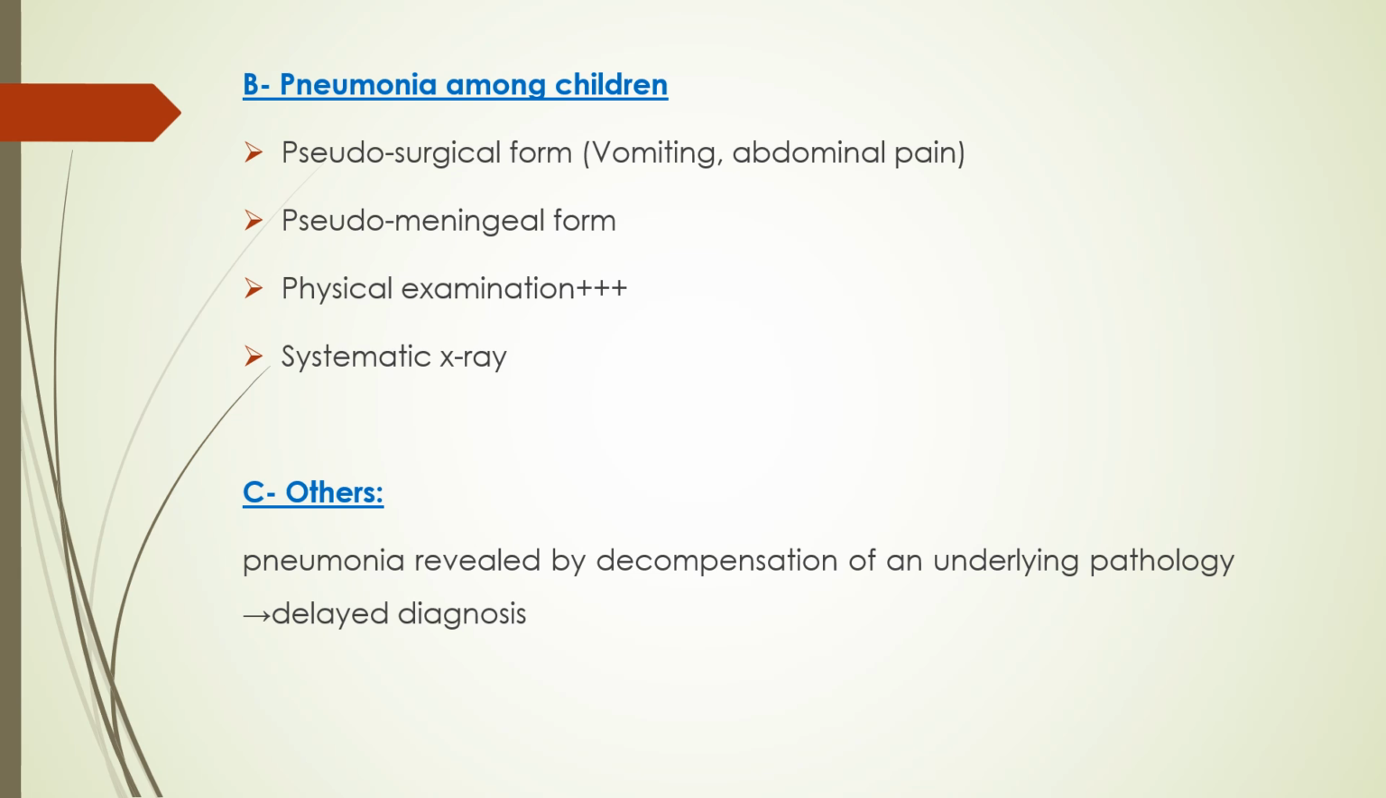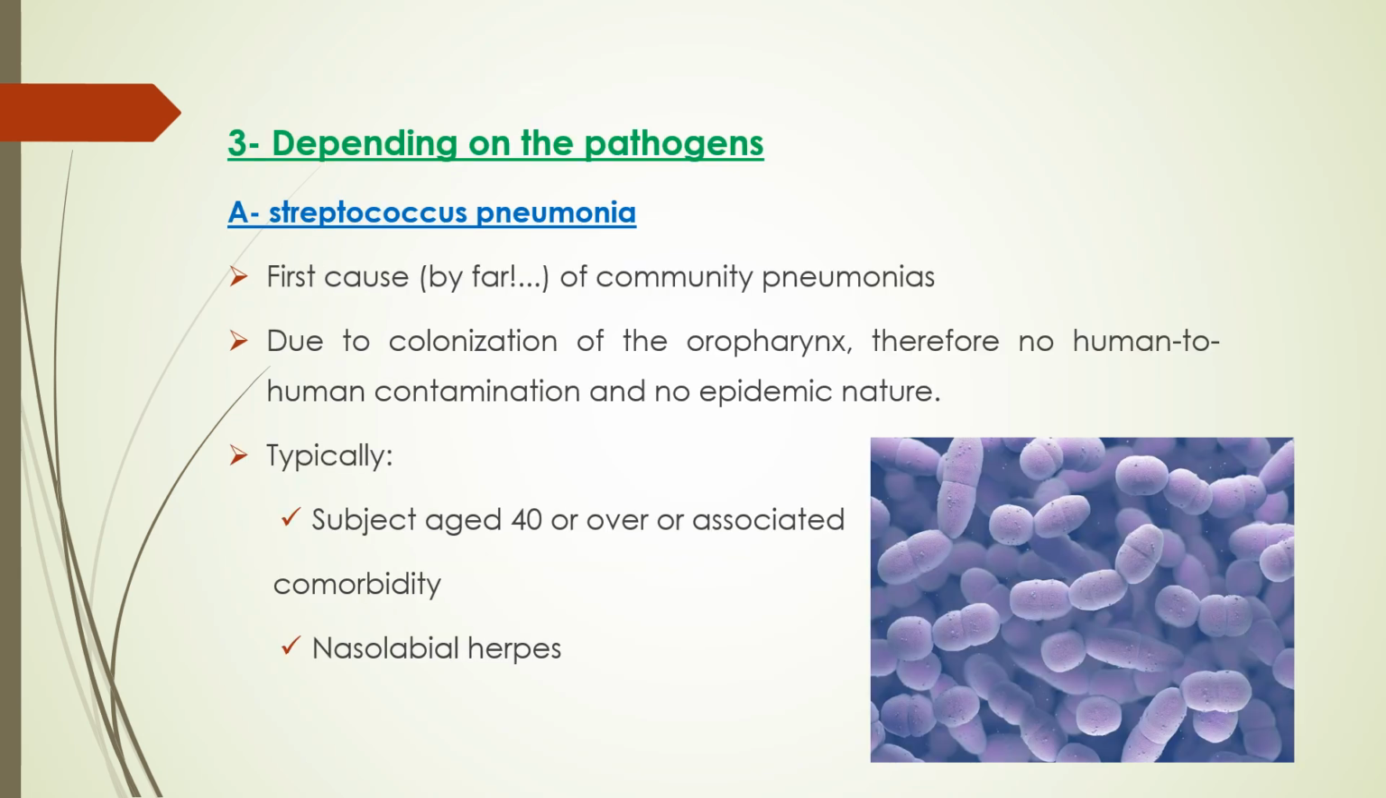And in others, we have pneumonia, as we have already said, revealed by the decompensation of another pathology. What about classification depending on the germs or the pathogen? Firstly, we are going to talk about the most prevalent one, which is Streptococcus pneumoniae, or what we call pneumococcus.